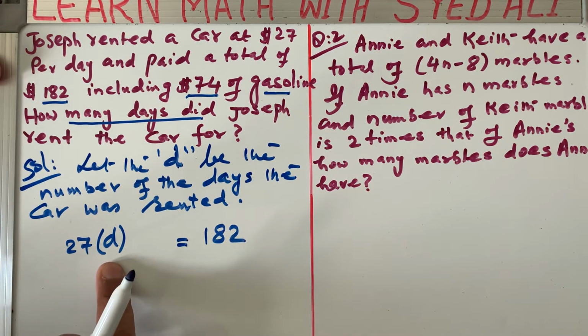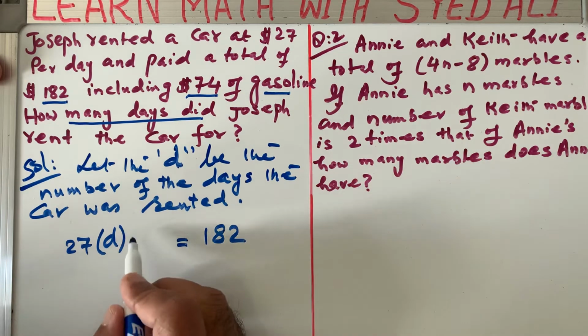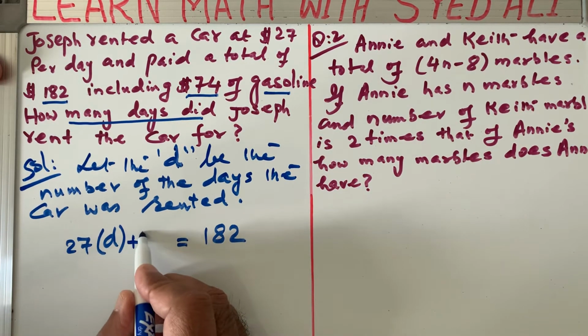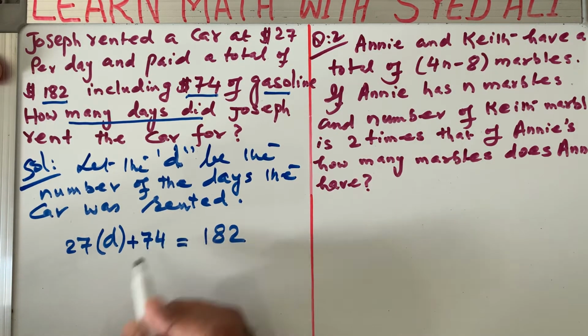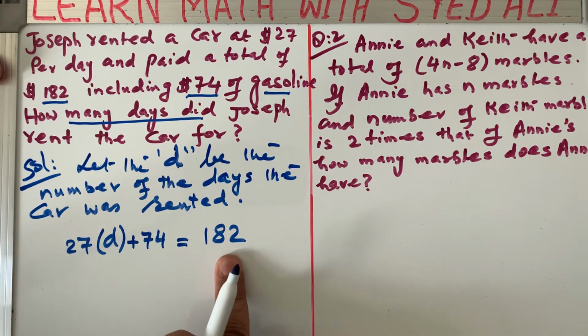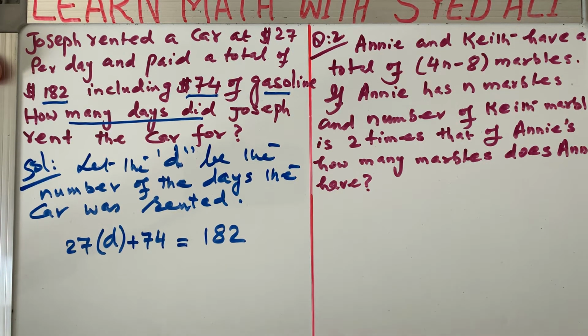We don't know how many days he rented it for, but we know that he added $74 for the gas and then ended up with $182, right? So now we have an equation as per the word problem. We have one equation and one variable, so you can solve it easily. If there are two variables, you need two equations. This is how an algebraic equation works.